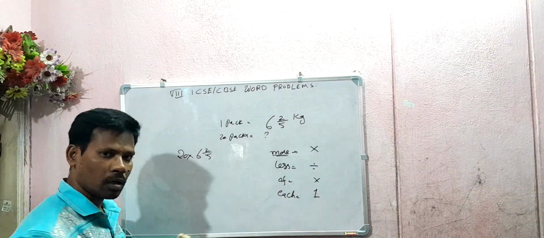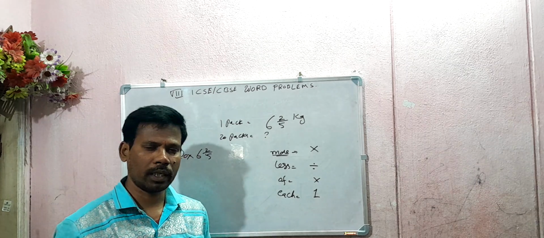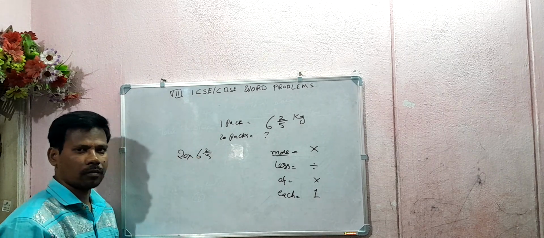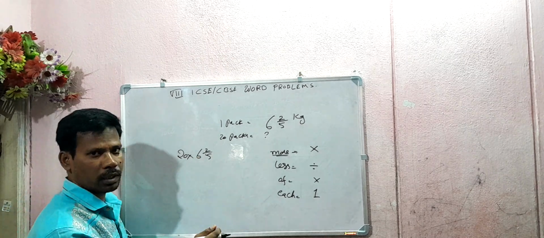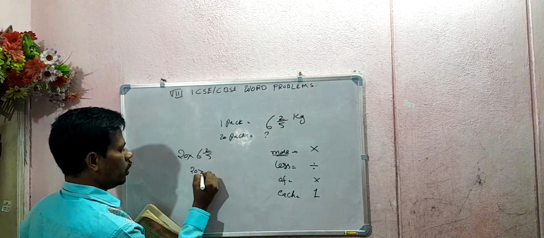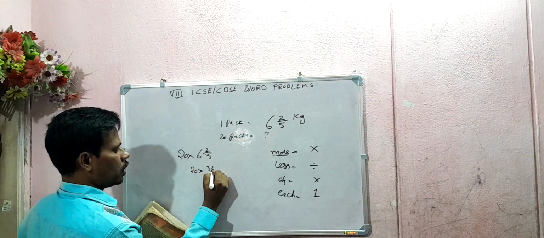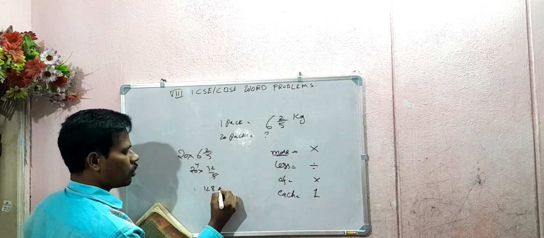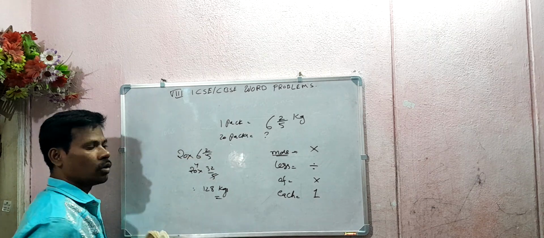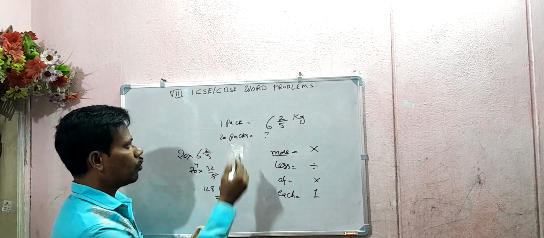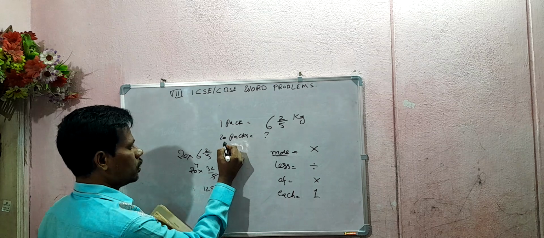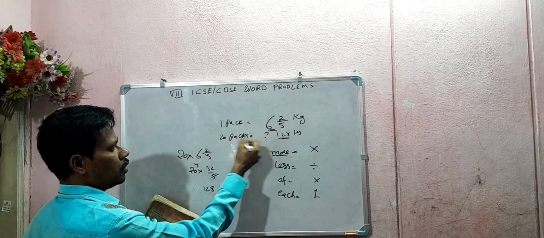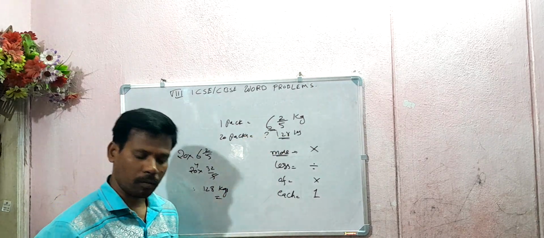Solving such problems I have already explained many times in basics. Please go through that and finish up this problem. Just one problem I will be doing here. The rest you have to solve by yourself. 20 into 6 2 by 5: 5 6s are 30, plus 2 is 32 by 5. 5 4s are 20, 20 into 32 by 5 is 128. So you can see 1 packet is 6 2 by 5 kgs, 20 packets are 128 kgs. 6 and 128, a lot of difference is there. So that's how the problem goes.